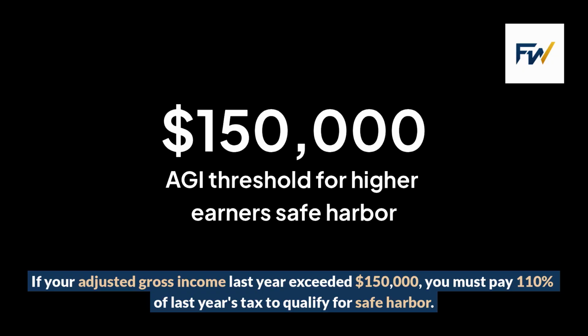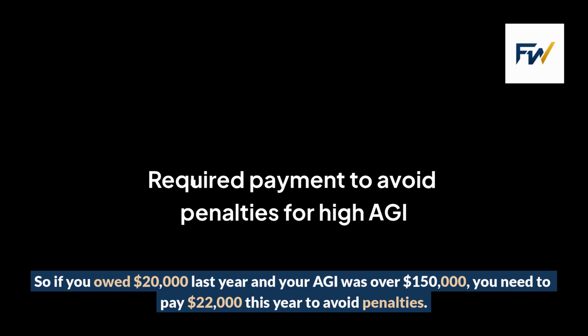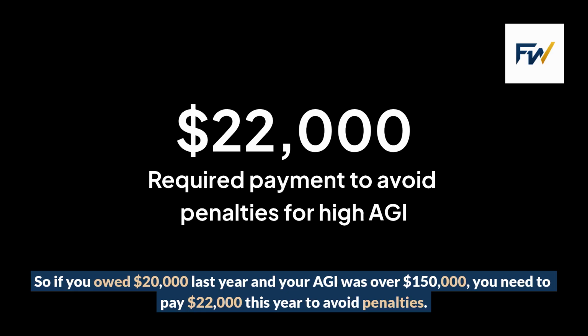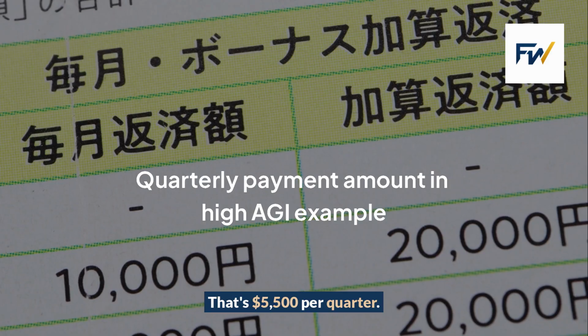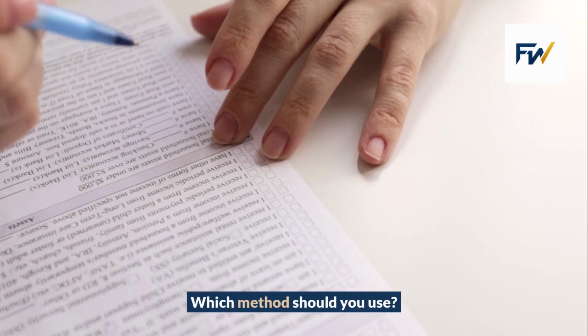If your adjusted gross income last year exceeded $150,000, you must pay 110% of last year's tax to qualify for safe harbor. So if you owed $20,000 last year and your AGI was over $150,000, you need to pay $22,000 this year to avoid penalties. That's $5,500 per quarter.